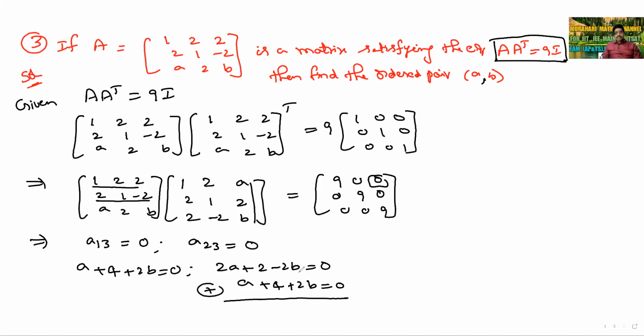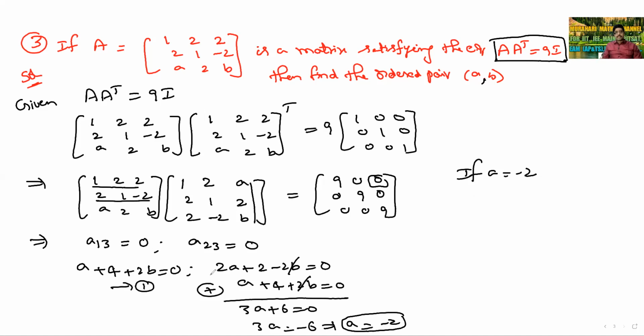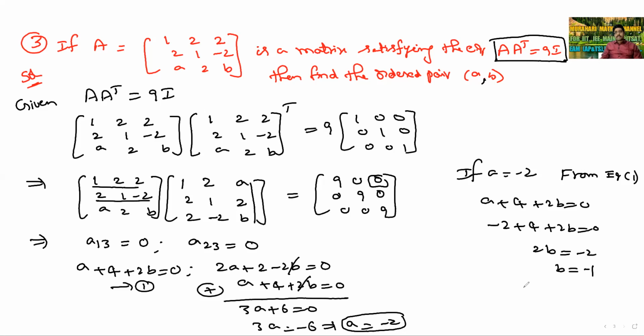So let us do adding. 2B gets cancelled. 3A plus 6 is equal to 0, 3A is equal to minus 6. Therefore, A is equal to minus 2. If A is equal to minus 2, then we have to find the B value. So let us take equation 1, A plus 4 plus 2B is equal to 0. From equation 1, A value minus 2 plus 4 plus 2B is equal to 0. Therefore, 2B is equal to minus 2, B is equal to minus 1.